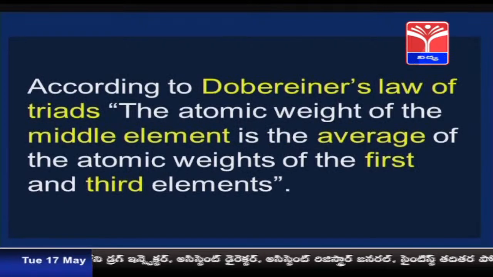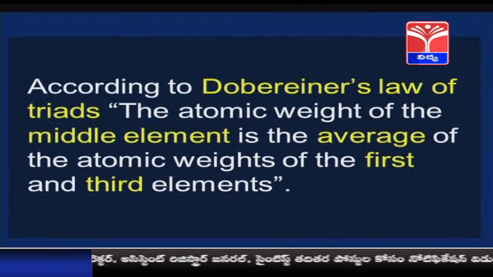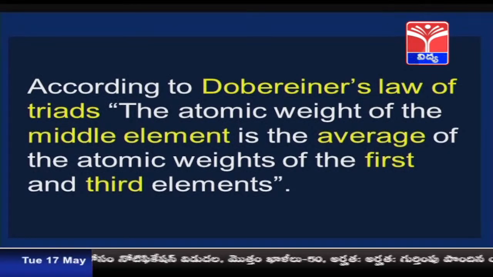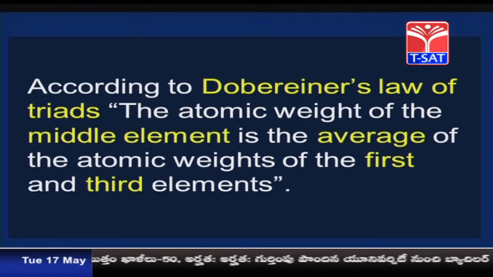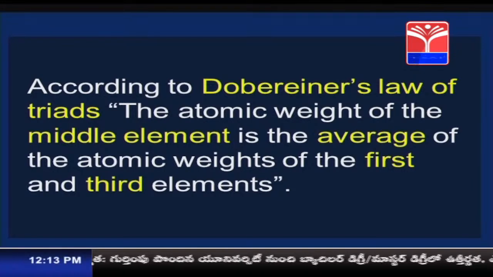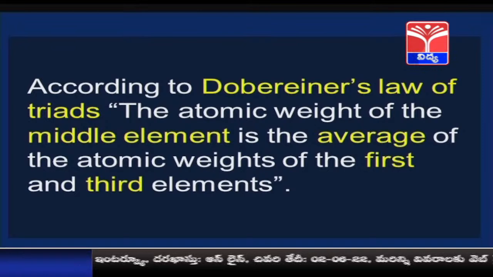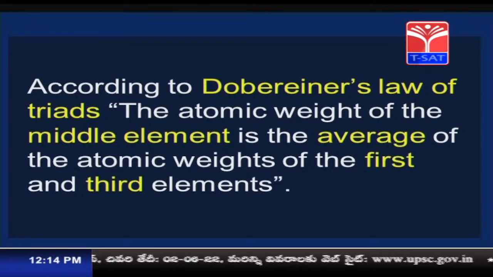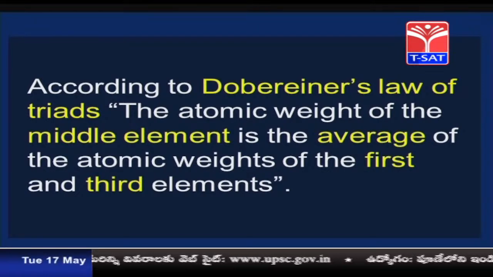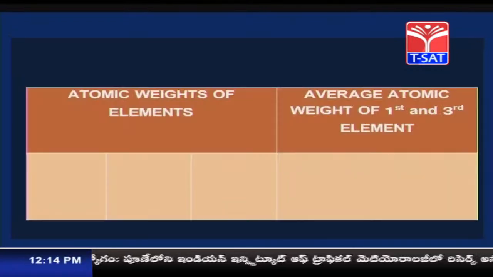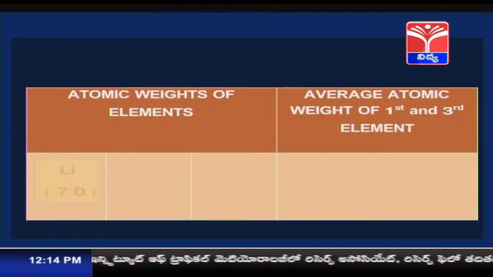According to Dobereiner's law of triads, the atomic weight of the middle element is the average of the atomic weights of the first and third elements. It means, always in Dobereiner's law of triads, the atomic weight of the middle element is the average of the first and third elements. Now, let us see here atomic weights of 3 elements I have given.